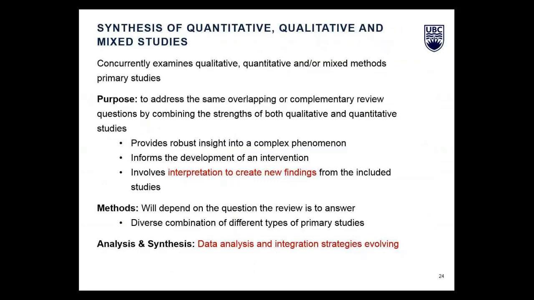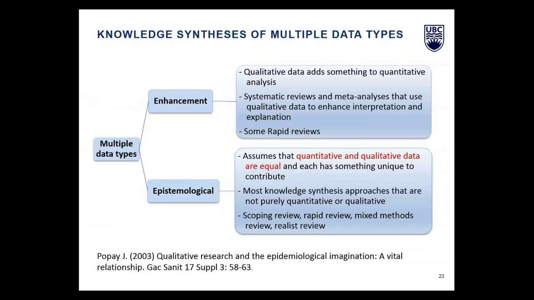So what I wanted to draw your attention to is some people would say, okay, now you're going to do a knowledge synthesis where you're going to have qualitative and quantitative research, right? So you're combining the two. We've first seen this whereby people did traditional systematic reviews of quantitative research. And then they thought, oh, maybe some of the qualitative research can actually enhance what we're seeing. So that's sort of this enhancement model. We've seen that in some of the rapid reviews.